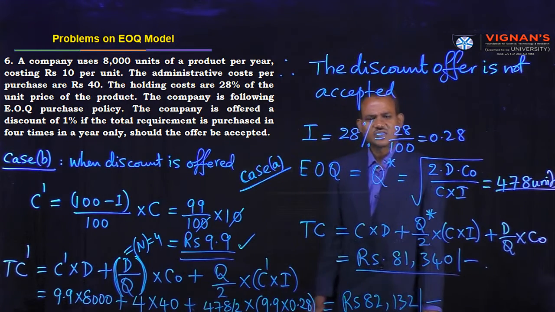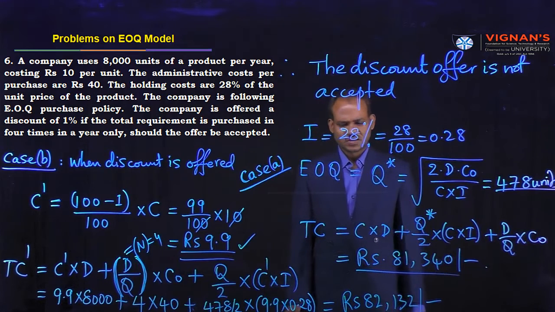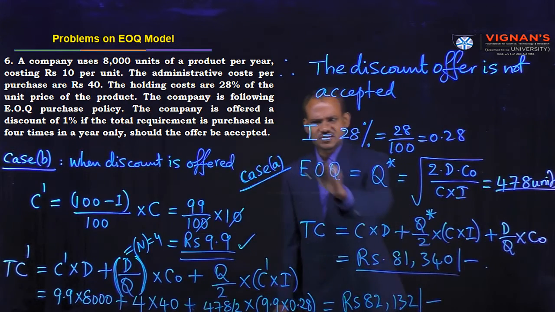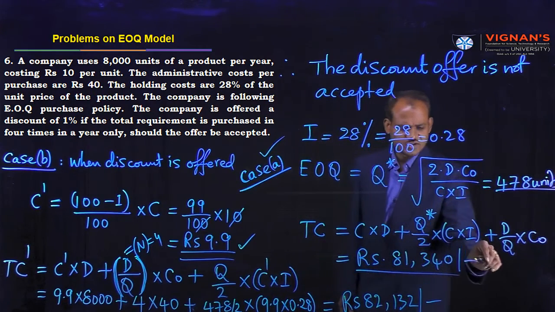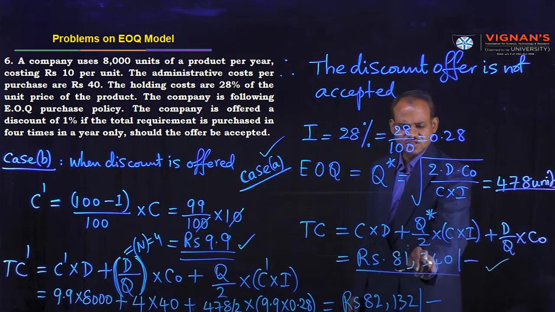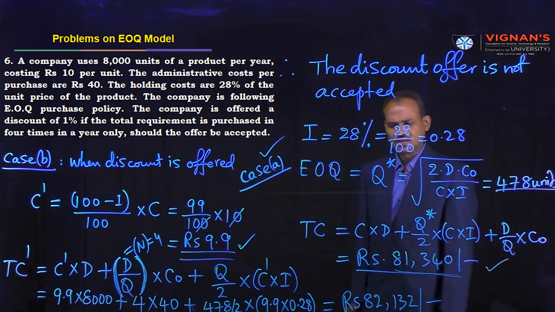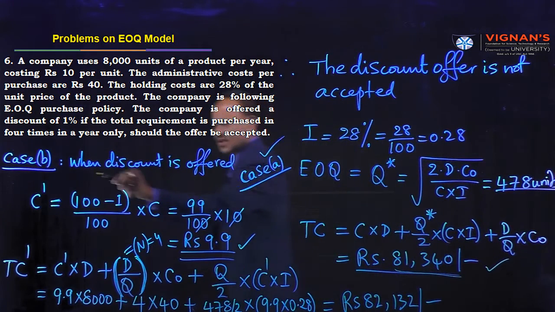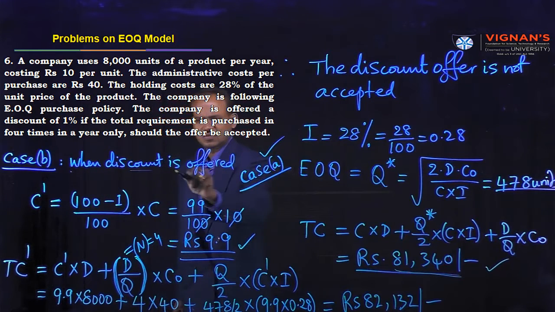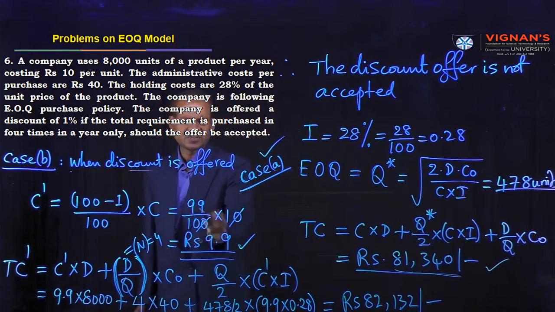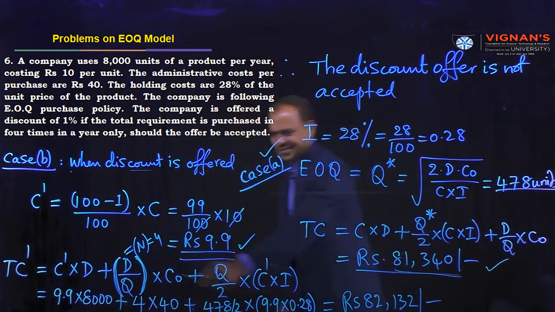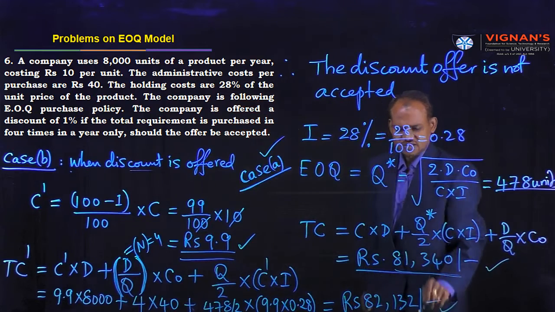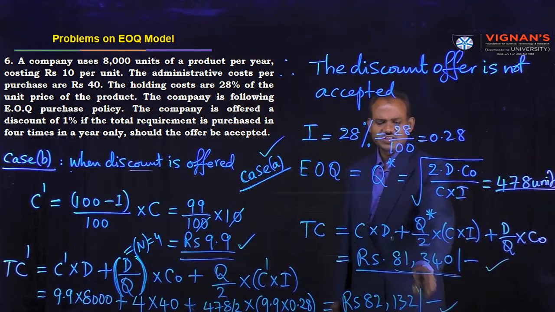So finally what we conclude? In the first case, that means case A, when EOQ is followed, the total cost obtained is 81,340. Okay. Next, case B. Case B means when discount is offered at 1% of the cost price. In this case, what is the total cost? TC dash is 82,132. This cost is more.